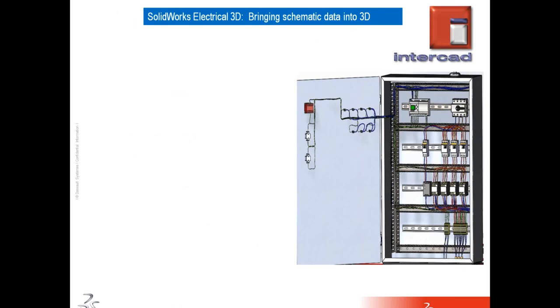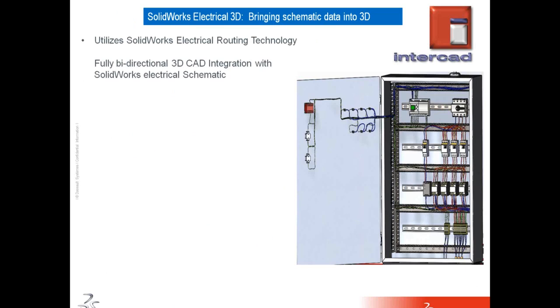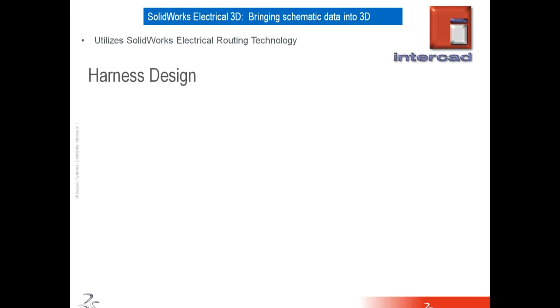Cabinet layouts can also be done purely in SolidWorks Electrical 2D, without even needing SolidWorks 3D. We've seen what we can do in SolidWorks Electrical 3D. It utilizes SolidWorks Electrical technology, fully bi-directional 3D CAD integration. I'll try to skip, as I've already covered most of these parts in the previous slide.